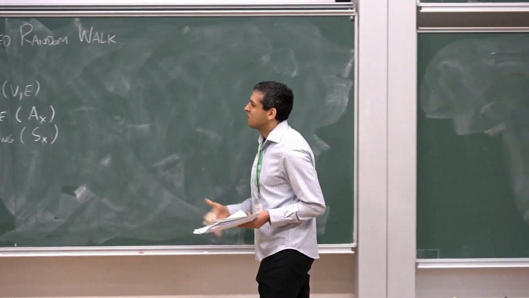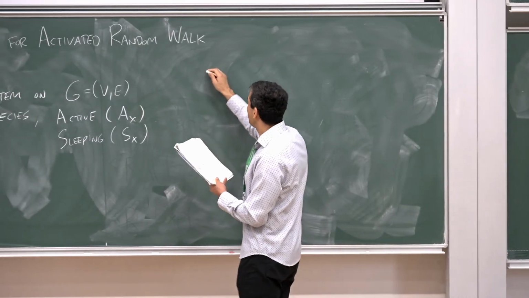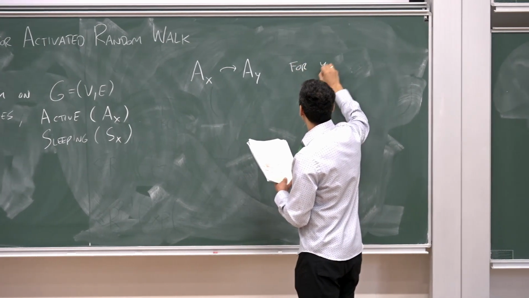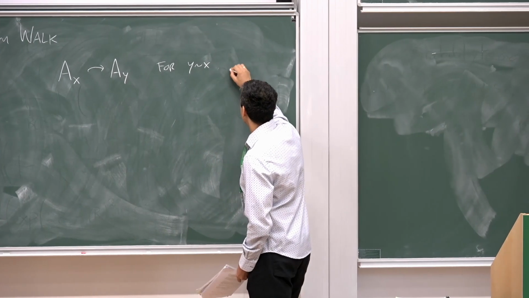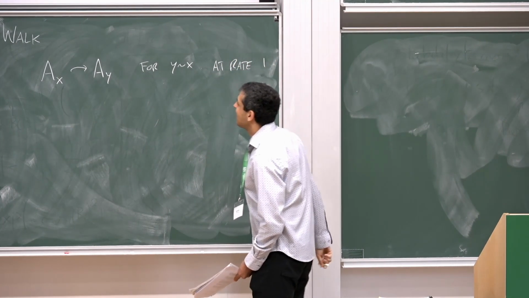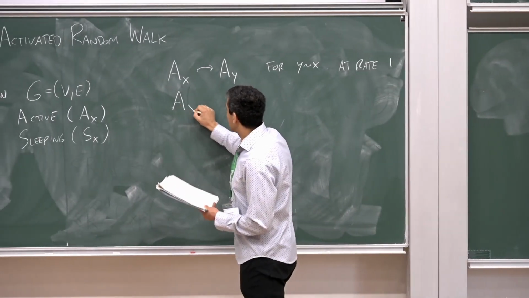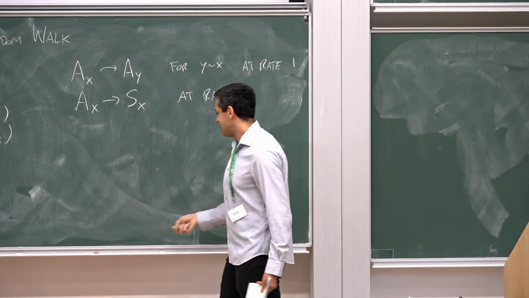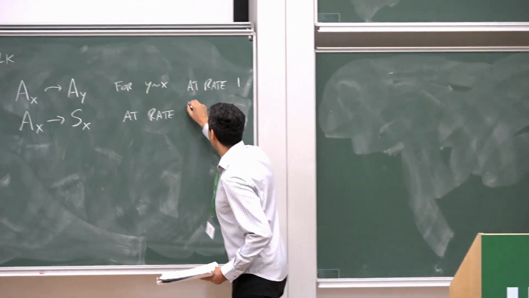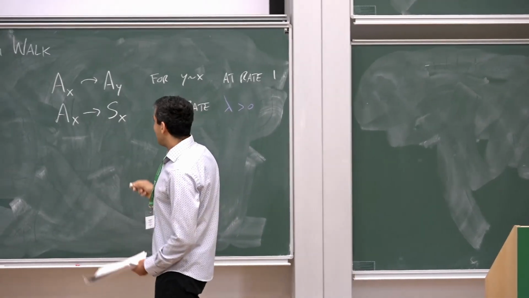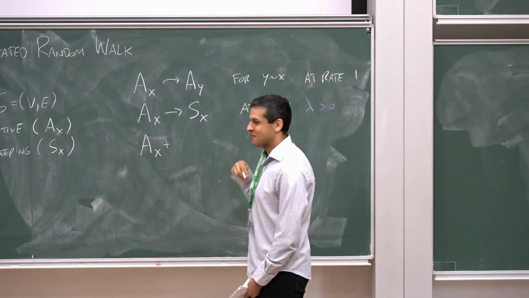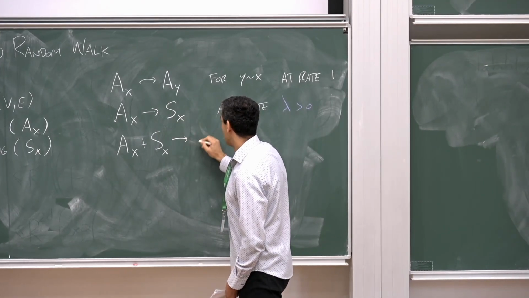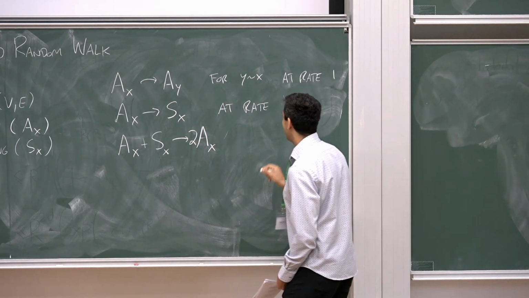And we'll think of this as a continuous time dynamical system with the following rates. Active particles will jump to neighbors at rate 1. Active particles will fall asleep at rate lambda. Lambda will be a parameter. And active particles can wake up sleeping particles if they're at the same site. So if you have an active and a sleeping particle at the same site, you end up with two active particles there. And this happens instantly.